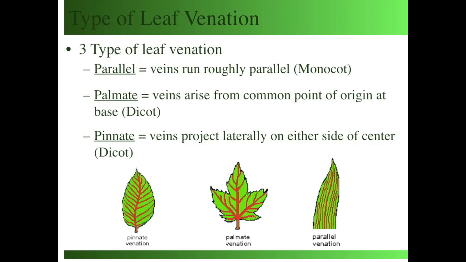The next category is leaf venation. There are three main leaf venations that you need to be aware of. Parallel venation, which we already discussed, is found in monocots. And then the last two consist of dicots: the palmate, or hand-like, netted venation, and then the pinnate, which is the feather-like venation.